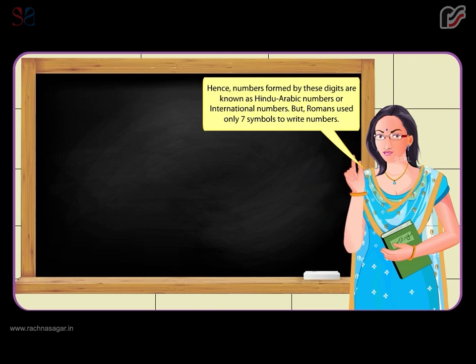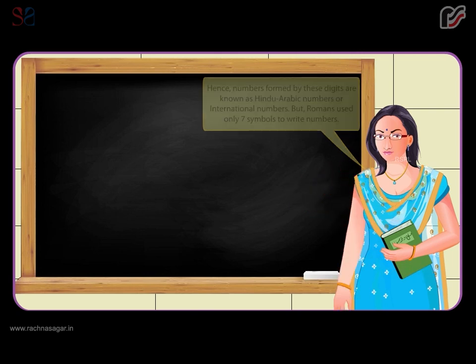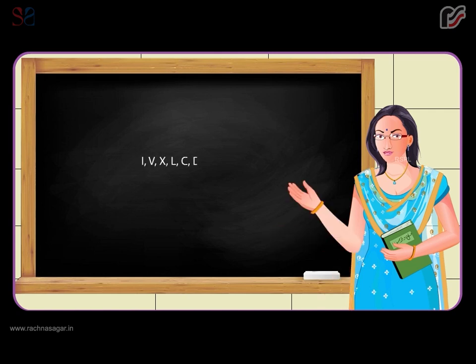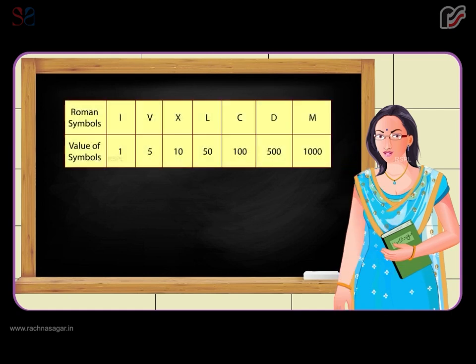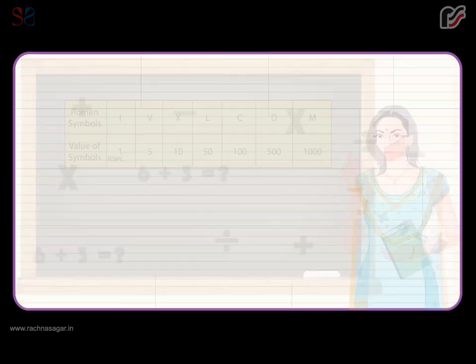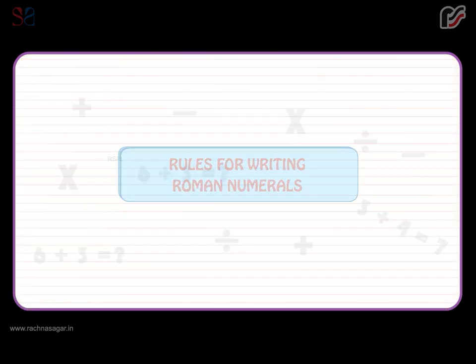But Romans used only 7 symbols to write numbers. These symbols are I, V, X, L, C, D and M respectively. The values of each of these symbols are as follows. The value of I is 1, the value of V is 5, the value of X is 10, the value of L is 50, the value of C is 100, the value of D is 500 and the value of M is 1000.